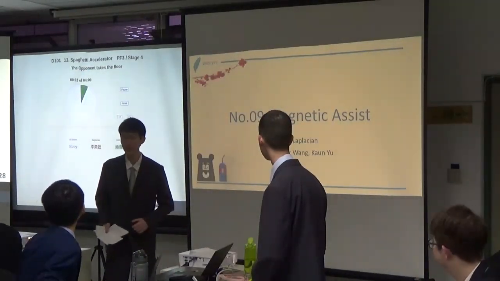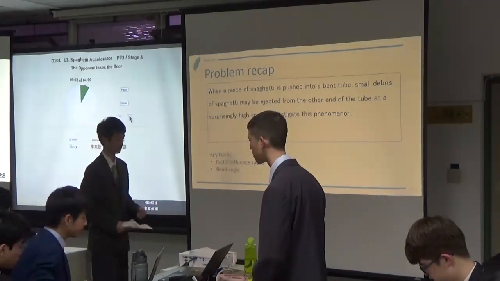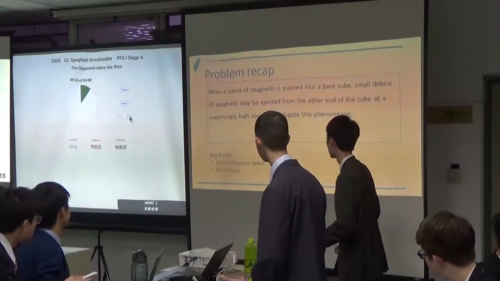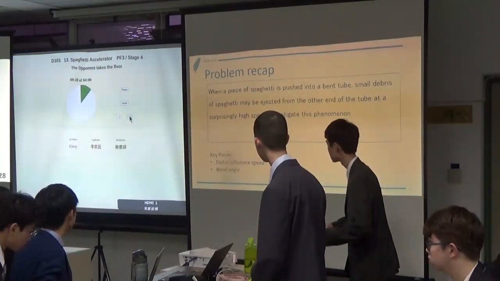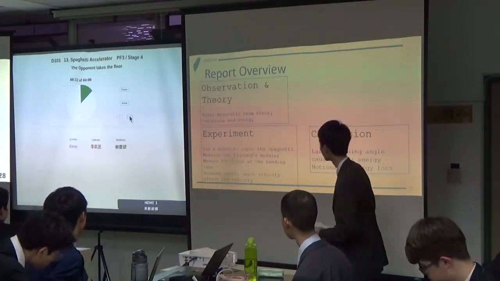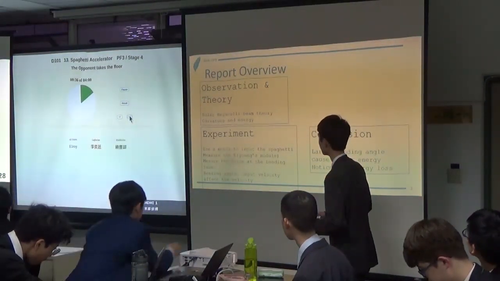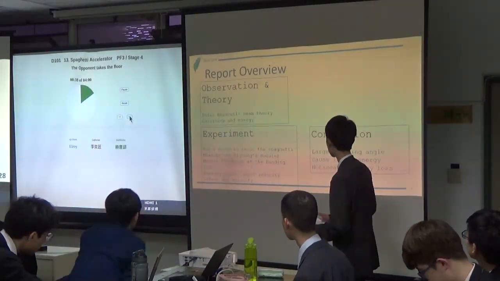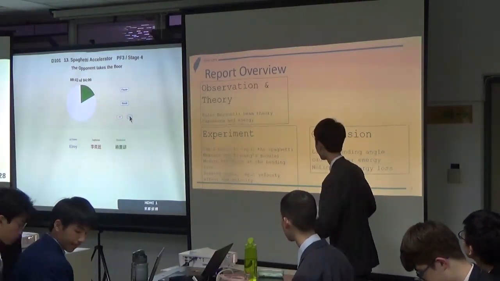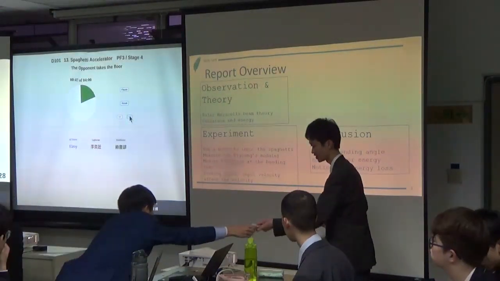Okay, so I'm the opponent for problem number 9. Just for a recap, the key point of the reporter's question is the factor that includes the speed and the bending angle. For the theory, I think the reporter has used Euler's buckling theory to calculate the energy. For the experiment, they use a slide to input the spaghetti and to measure the Young's modulus.